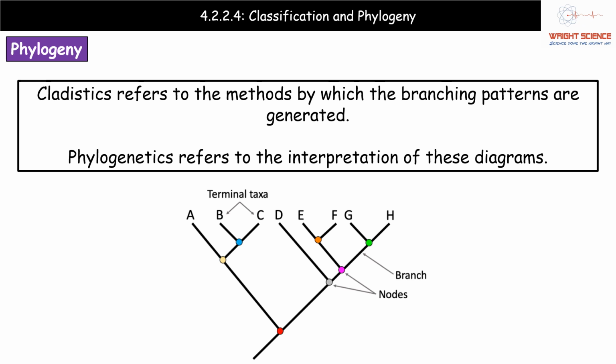Now, what we actually have are two different terms that we need to understand what they're referring to here. So cladistics is where we're going to actually create these branching patterns that then make up our phylogenetic trees. And phylogenetics is referring to the interpretation of those diagrams. So what we would do is we'd use cladistics to generate this little thing at the bottom, and phylogenetics is where we're then going to interpret what it actually means.